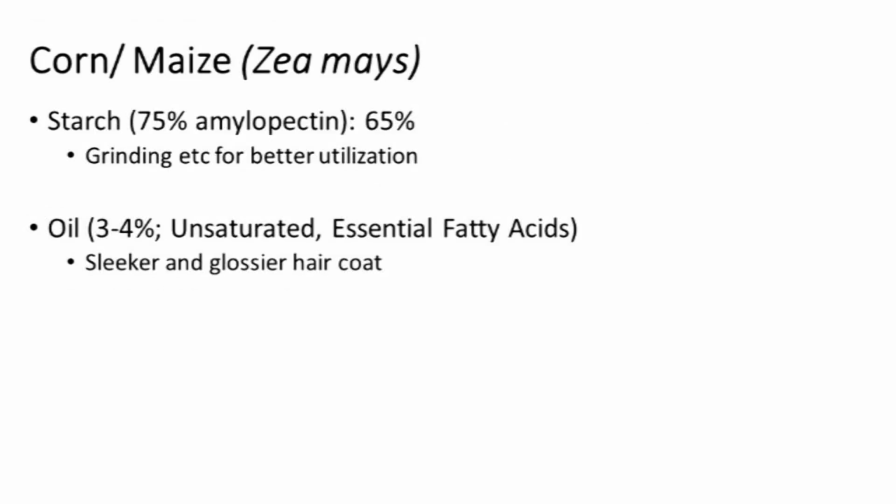In case of maize or corn, the starch is about 65%, and out of that, 75% is in the form of amylopectin. So for better utilization, we grind the grain, whether we want to feed it to ruminants or poultry. The oil is mostly unsaturated, and it contains a very essential fatty acid. That's why corn oil is considered of very good quality from the human health point of view. But there is only 3 to 4% oil present in the corn. If we feed corn rich in oil, that gives a very glossy or sleek appearance to the body coat or hair coat of the animal.